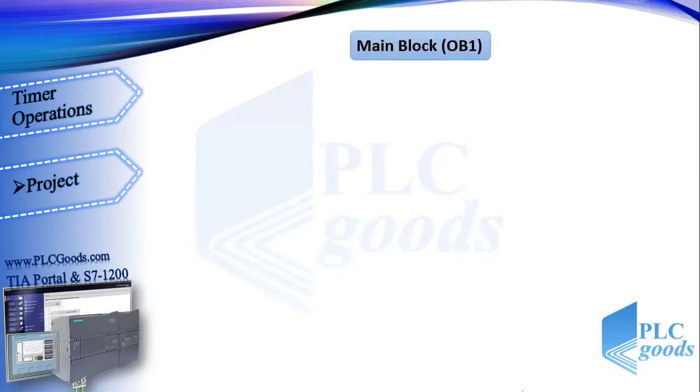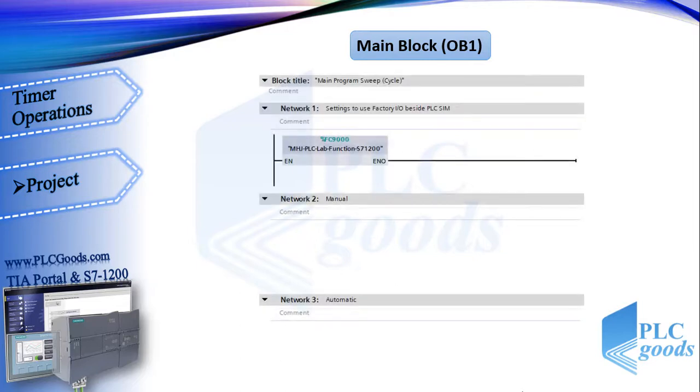Let's start programming. Until now, we have written our programs in main block, in OB1. It means first organization block. Then, we could divide our program to some networks, to have a better program. Here, like previous videos, at the first network, we have a block which is started with FC. It means function. This function contains some program codes which enable us to use Factory I/O beside PLC sim.